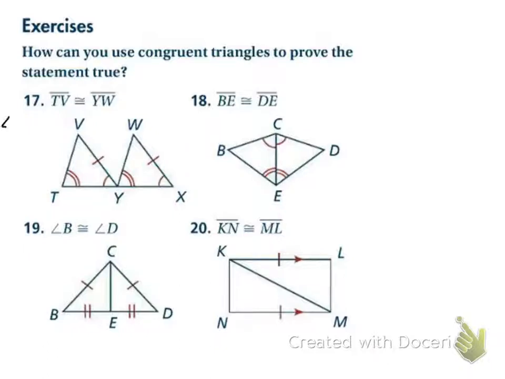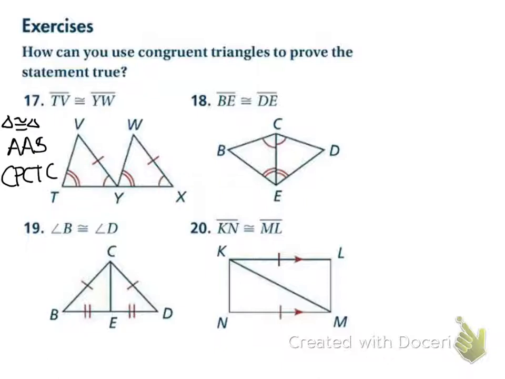The way the two triangles are congruent is going to be by two angles and a side. Now the side is right here. It is not between the two angles. So I would show they're congruent by angle, angle, side, and then I would then show that TV is congruent to YW by CPCTC.